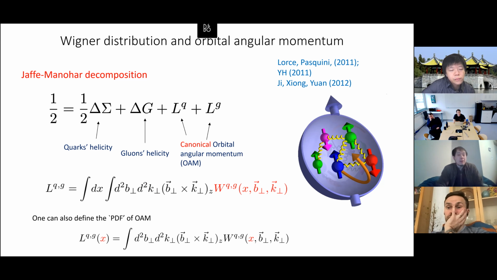So this is b cross k. It's the classic definition of the orbital angular momentum, weighted by this Wigner distribution function. This is a gauge invariant, proper definition of the orbital angular momentum. And one can also define the, yes.